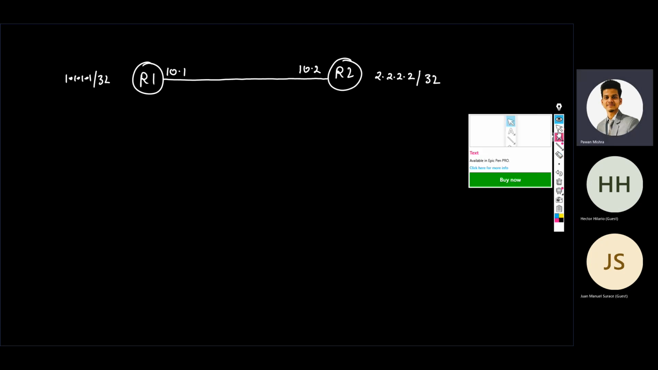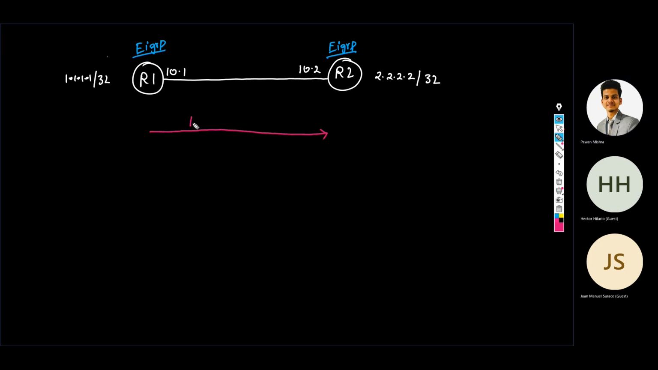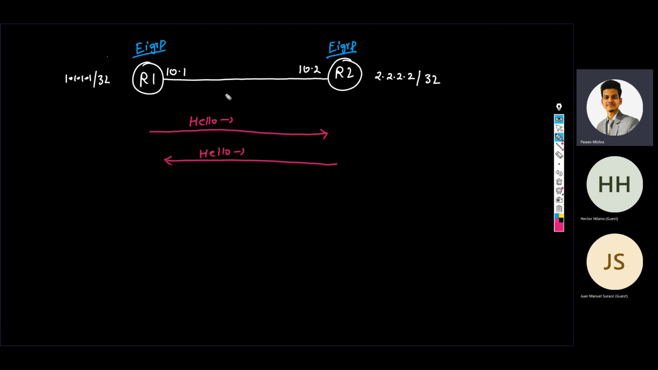So what happens in case of IGP protocols, like EIGRP and OSPF? Let's say I enable EIGRP on R1 and on R2. What happens? Immediately R1 will send a hello message, and R2 is also sending a hello message. So both devices will send hello messages.